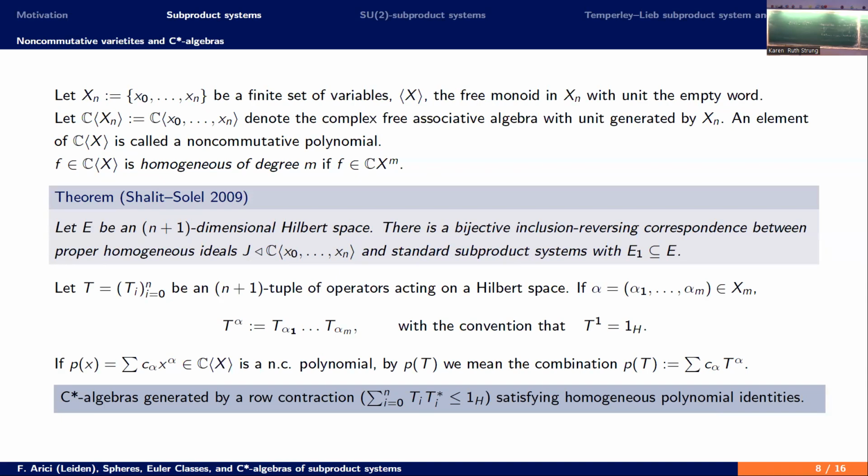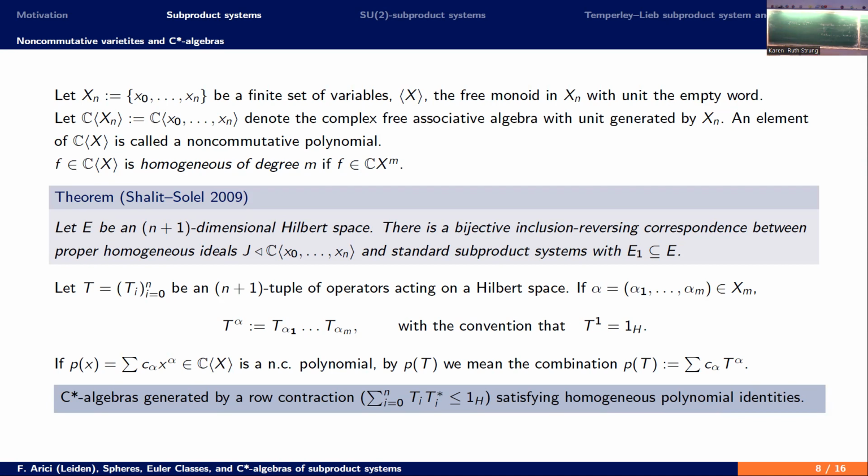So what is interesting about this subproduct system is that Shalit and Solel proved a theorem that is like the Nullstellensatz that Hilbert proved for commutative polynomials, but they proved it in the setting of non-commutative polynomials. And basically, I'm just going to read the theorem for you, and if you have further questions on this, you can always ask me. If you have an (n+1)-dimensional Hilbert space, so if you are in finite dimensions, then there is a bijective, inclusion-reversing, as it should be, correspondence between the proper homogeneous ideals in the free algebra, so in the non-commutative polynomials, and the subproduct systems that have as a fiber this (n+1)-dimensional Hilbert space.